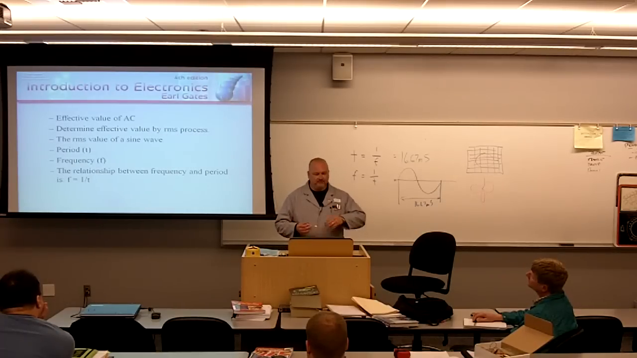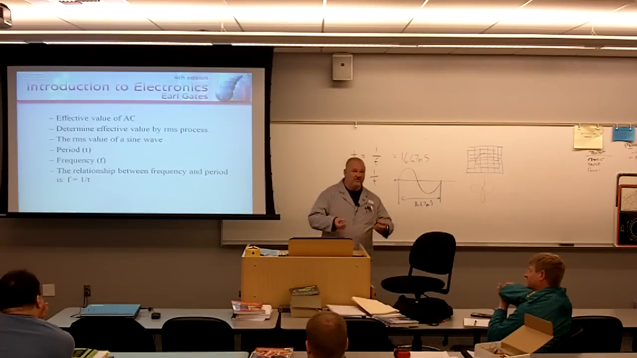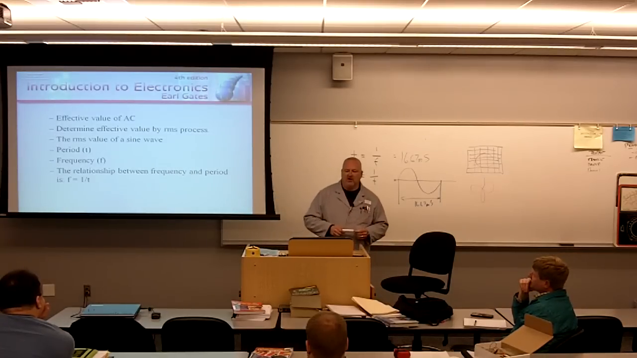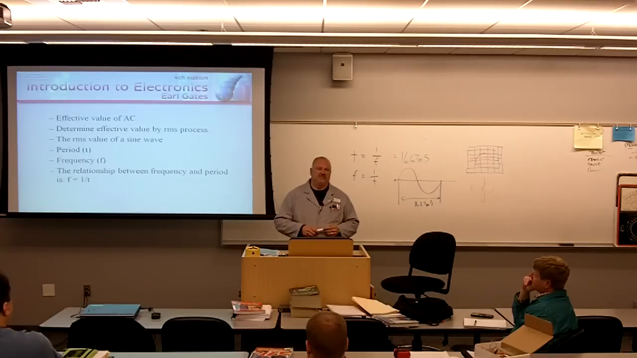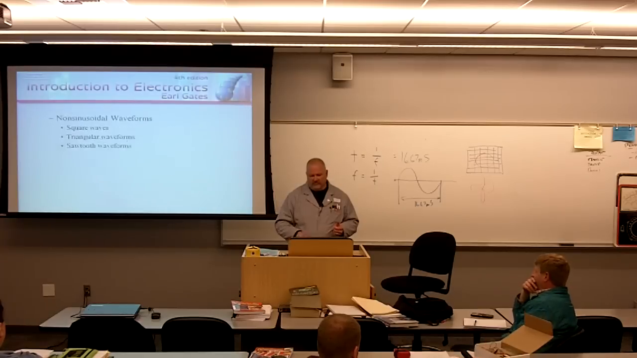The effective value of AC has the exact same effect as if you apply DC to a purely resistive load, like an incandescent lamp. How do you determine effective value by the RMS process? It's simple: 70.7% of peak. I also showed you the technique on how to get the multiplier to go from peak to RMS. Period is measured in time, frequency is measured in F, and the relationship is F equals 1 over T. We also talked about non-sinusoidal waveforms and where they come from.